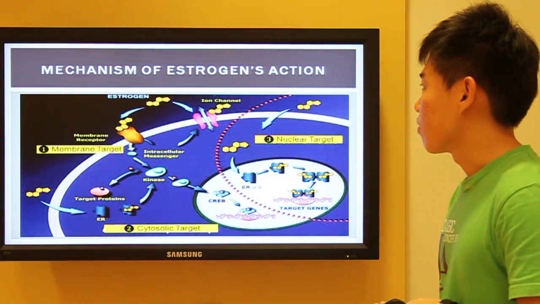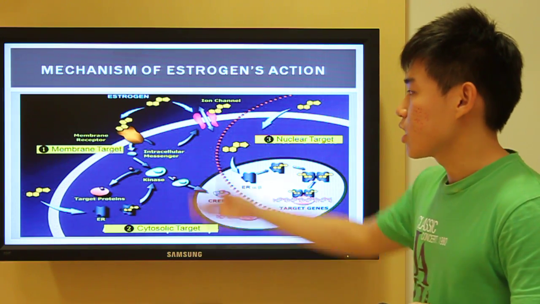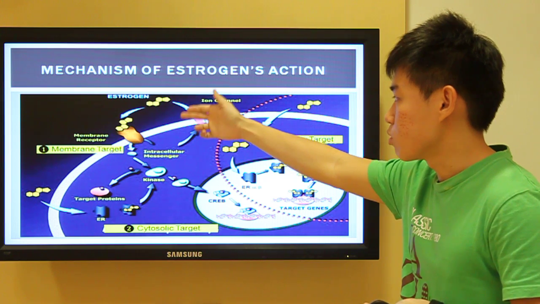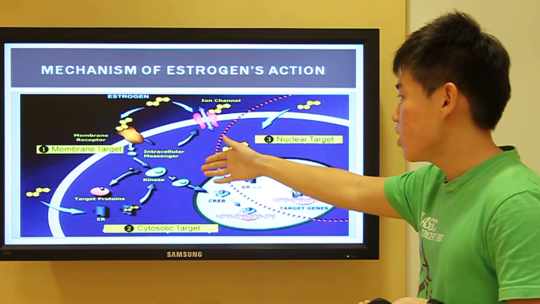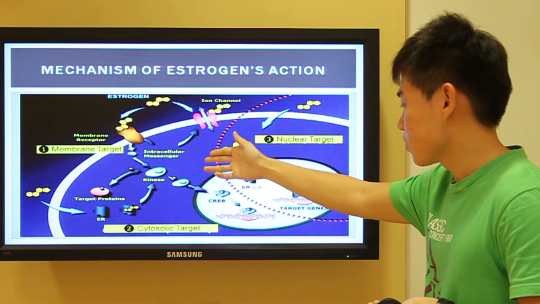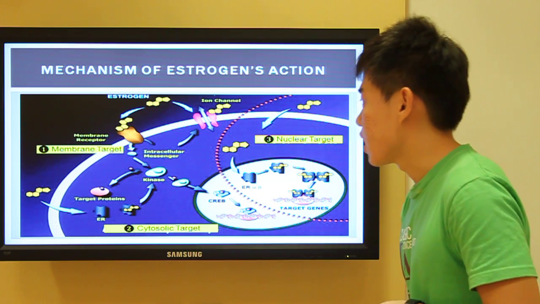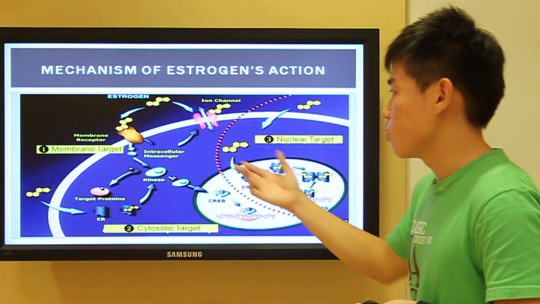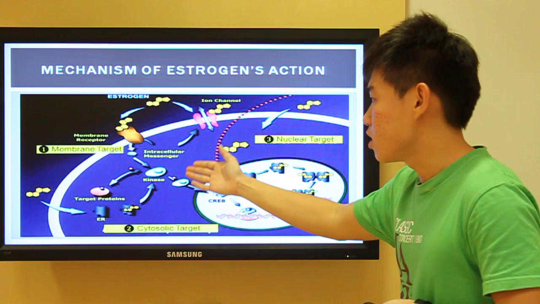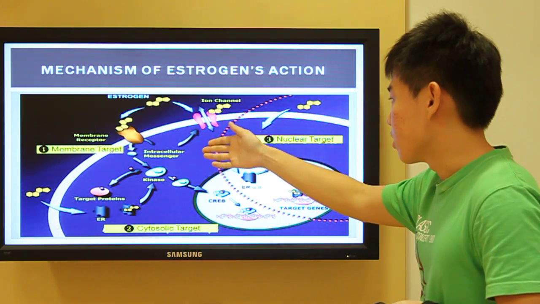A few mechanisms of estrogen on the cell in regulating gene expression: firstly, the membrane target. The receptors are on the plasma membrane, so the estrogen will bind to the receptors on the plasma membrane and activate downstream intracellular messengers, in addition to the kinases. For the cytosolic targets, because estrogen is lipophilic, it will diffuse across the plasma membrane and bind to the estrogen receptors. So it will also activate a similar pathway as compared to the membrane target pathway.